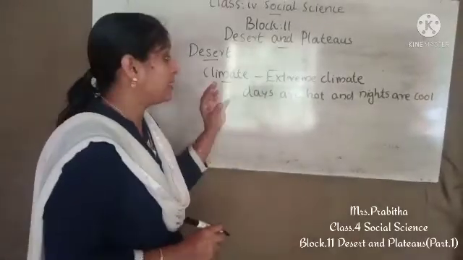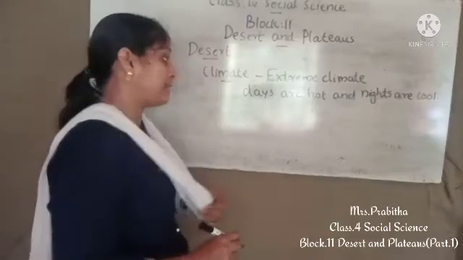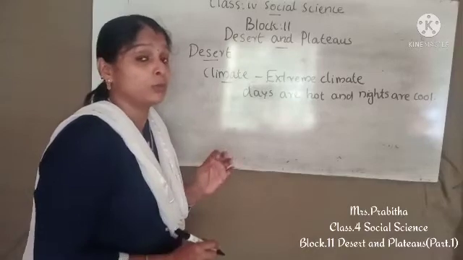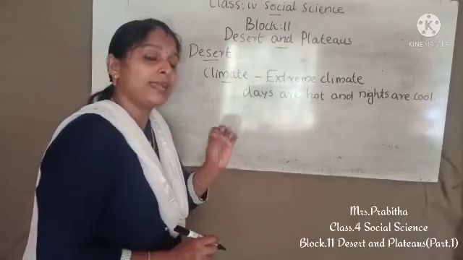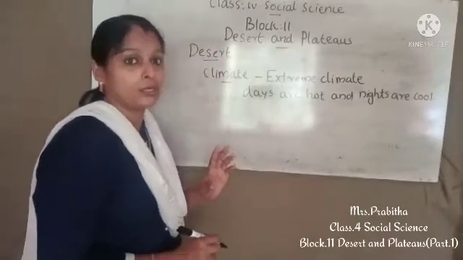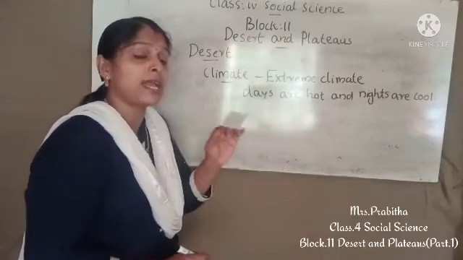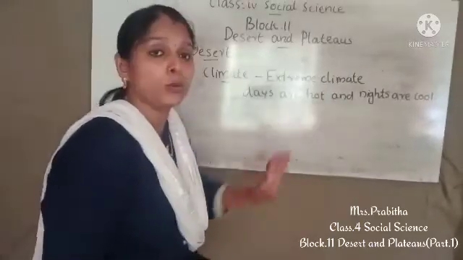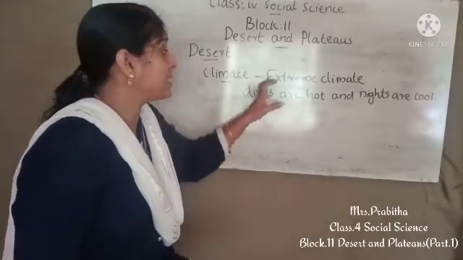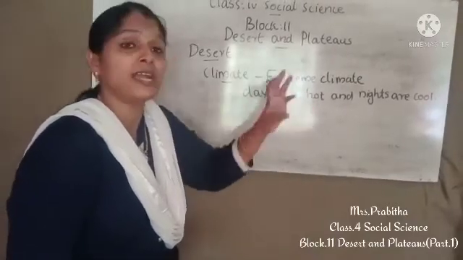Yes, we know desert is covered by sand, isn't it, children? So we know in the daytime the sand becomes hot very soon. So in the daytime the sand becomes heated and the days are very hot. And in the night time the sand cools. That is why nights are cool there. So which type of climate can be found in desert? Yes, extreme climate.